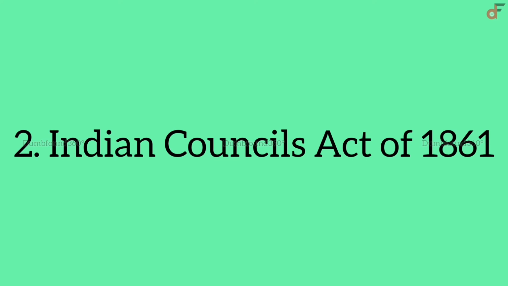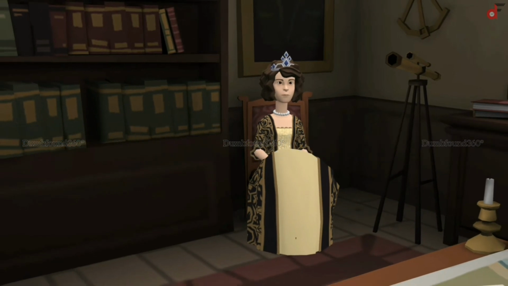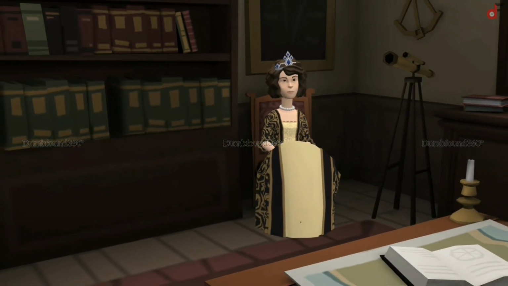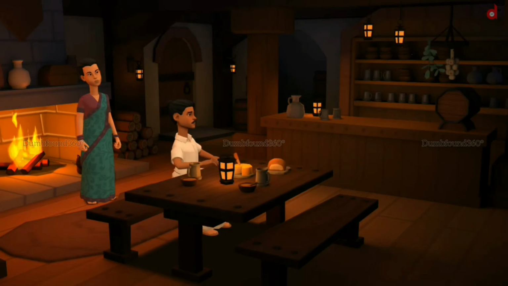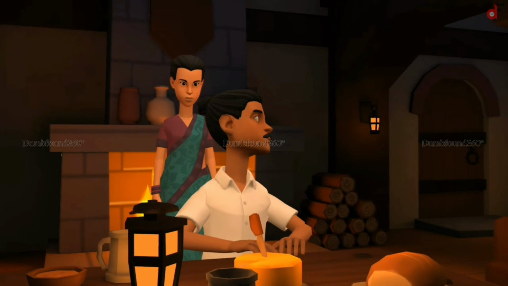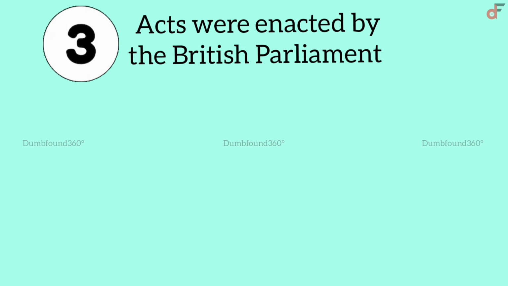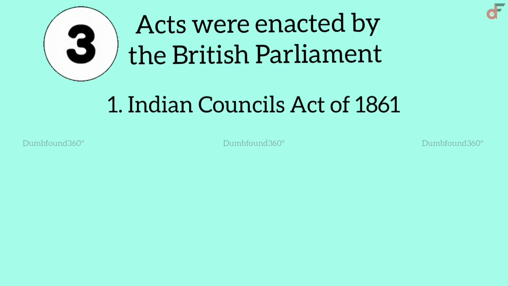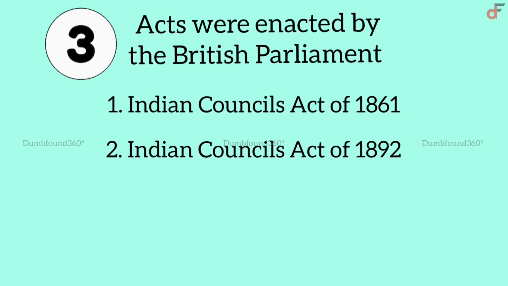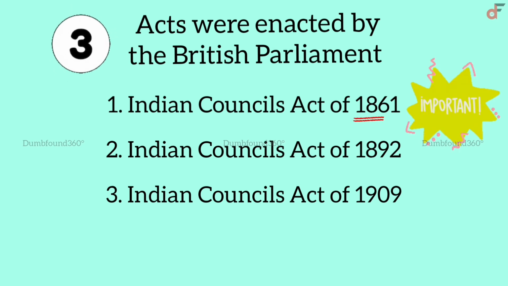Indian Councils Act of 1861. After the Great Revolt of 1857, the British government felt the necessity of seeking the cooperation of the Indians in the administration of their country. In pursuance of this policy of association, 3 acts were enacted by the British Parliament in 1861, 1892 and 1909. The Indian Councils Act of 1861 is an important landmark in the constitutional and political history of India.